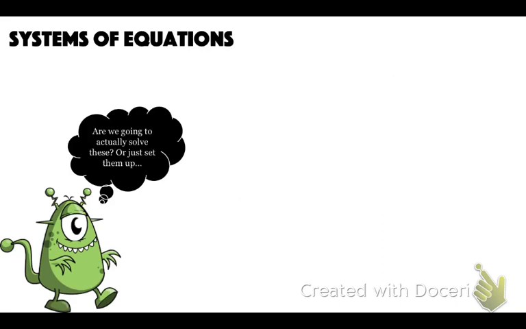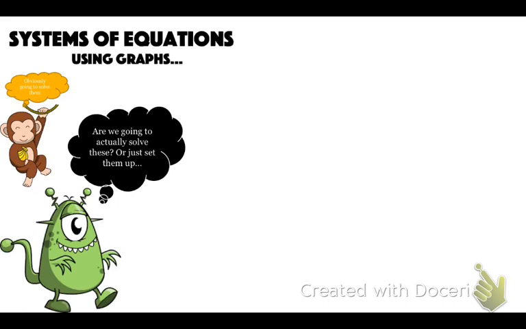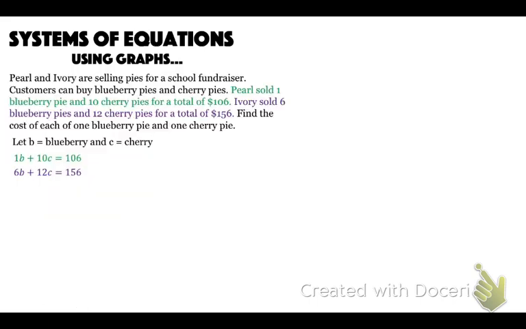Now, let's actually solve these. So we set them up and we have these different equations. Let's actually solve these. We're going to first solve them using graphs. Then after, we're going to solve them using substitution. And I just want to show you that you get the same thing both times. So let's look at this first equation that we did where Pearl and Ivory were selling pies.